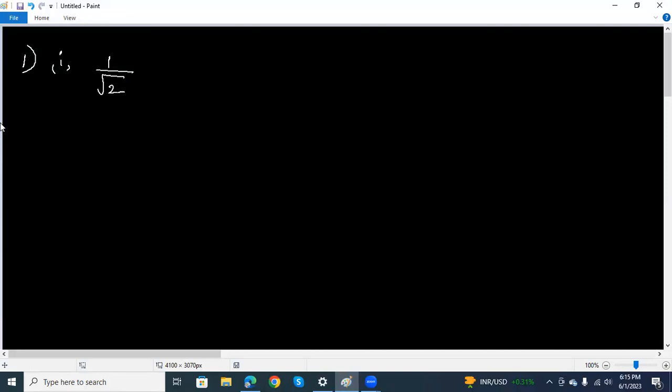What do we have to prove? We need to prove that 1 by root 2 is an irrational number. First, we will take 1 by root 2 as a rational number. We will take it and check. Okay. Let 1 by root 2 be a rational number.